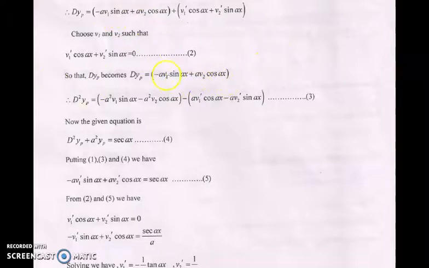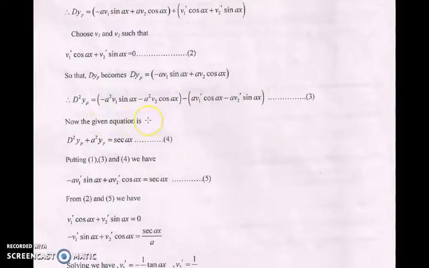Again we differentiate this equation. For d square yp, sin x differentiates to a cos x, so we write minus a square v1 sin x. Cos x differentiates to minus a sin x, so we write minus a square v2 cos x. Then v1 dash cos x and v2 dash sin x, nothing more. Here we take a common minus 1.